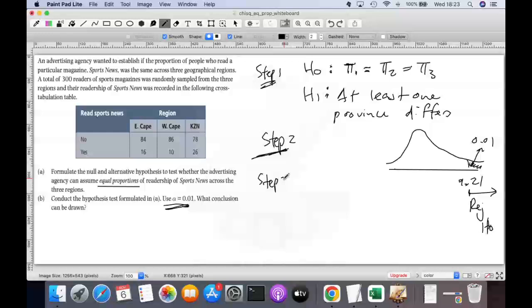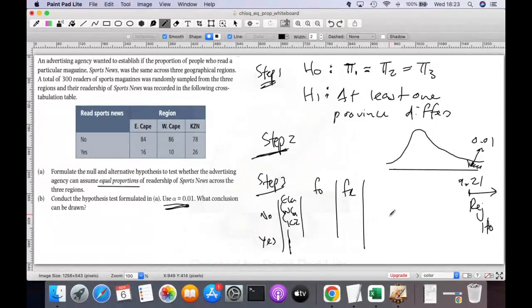Step 3, we'll calculate the test statistic. Remember for the test statistic, you need to create a table with all your yes and no, and then you'll have your 3 regions, Eastern Cape, Western Cape, KZN, etc. And you repeat these for the yes, you get your FO, get your FE, and eventually you get your chi-squared test value. Okay, just like how we did last week.